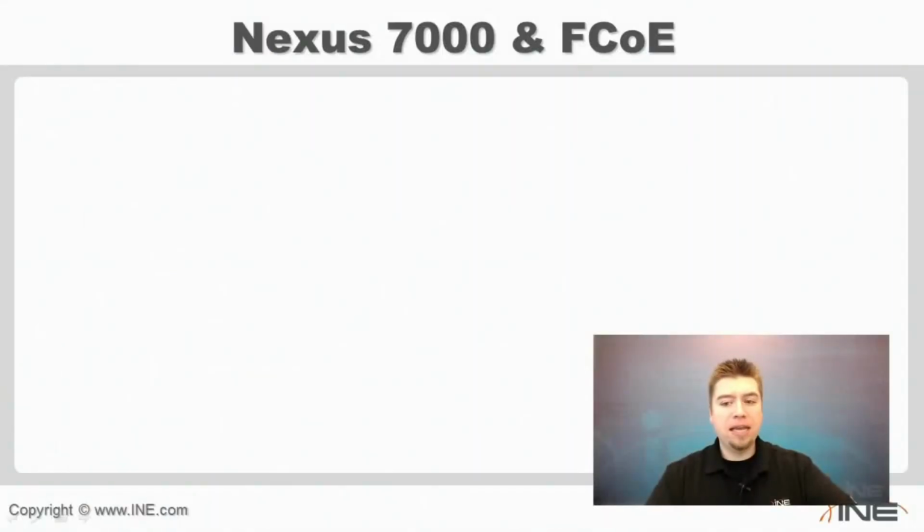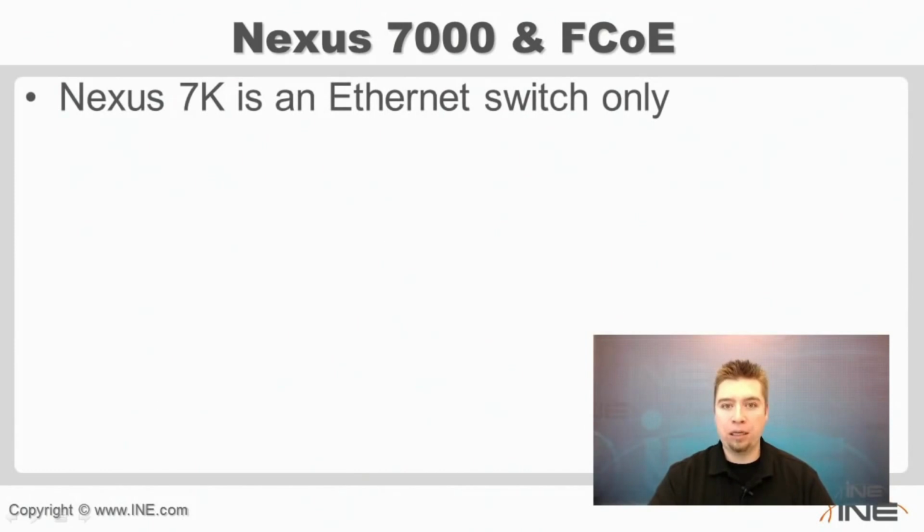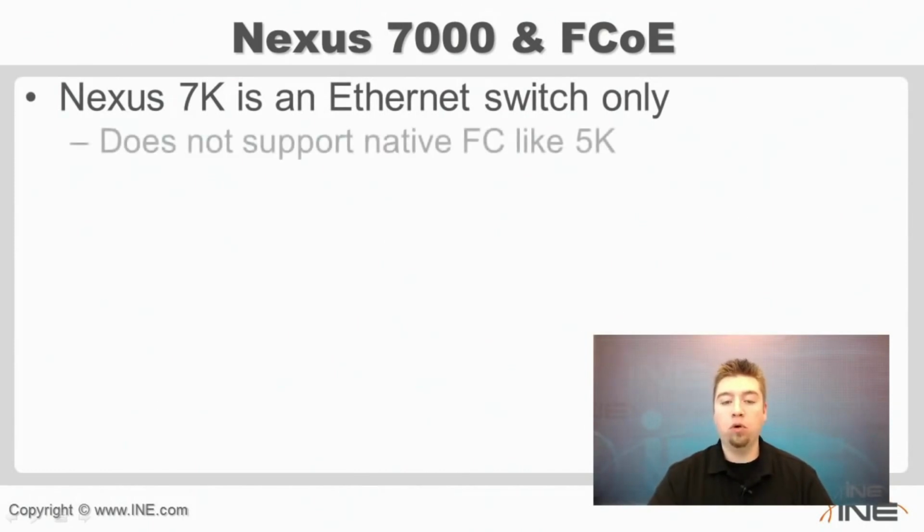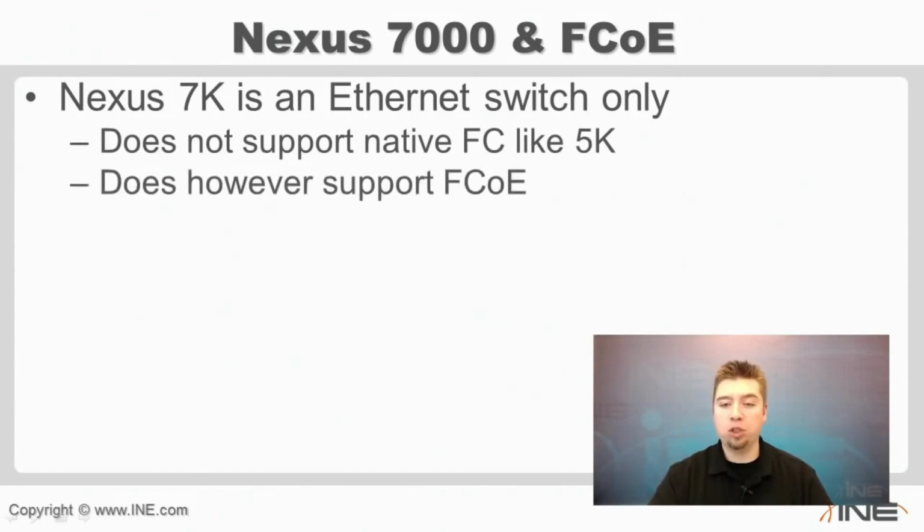Okay, the next thing we have then is the Nexus 7K. Now, as I mentioned, the Nexus 7K is going to be used only as an Ethernet switch. So it does not support native Fibre Channel like the 5K does. However, it does support Fibre Channel over Ethernet.